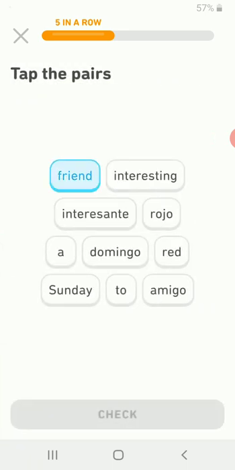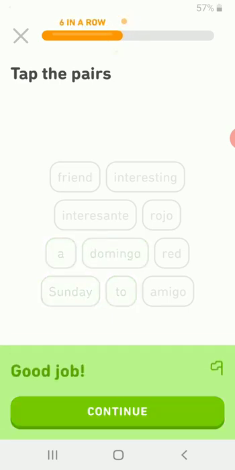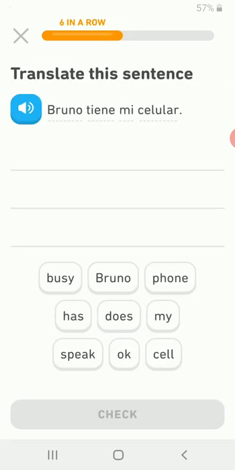Alright, now let's pair up. Friend. Amigo. Interesting. Interesante. Rojo. Red. So, what is a? Two. Domingo. Sunday. Bruno tiene mi celular. Celular. What is a cellular? It's a mobile phone.